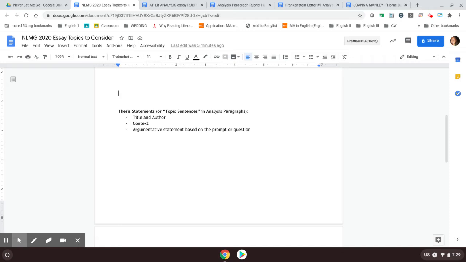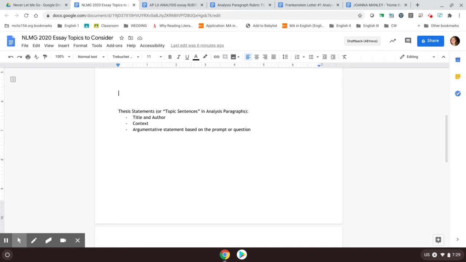And so your thesis statement, called your topic sentence, needs to include the title and the author of the work that you are analyzing. So in your case, when you work on this for your little essay portion of the test, it'll be Never Let Me Go by Kazuo Ishiguro. A little bit of context, which basically just means frame what you're talking about. Okay, so in Never Let Me Go by Kazuo Ishiguro, a novel that explores the question of humanity through the use of science fiction and clones. So there's my context or my summary.